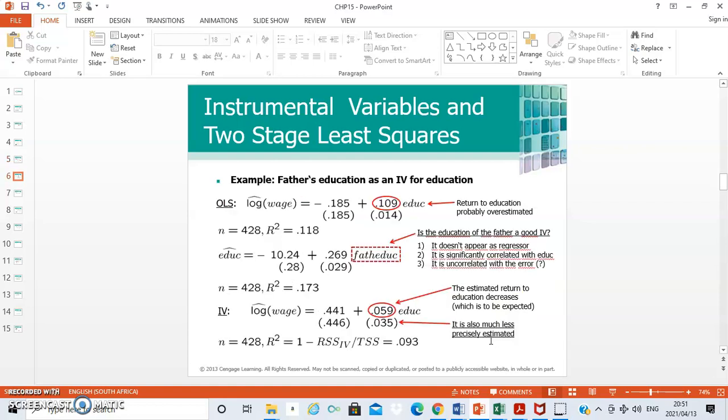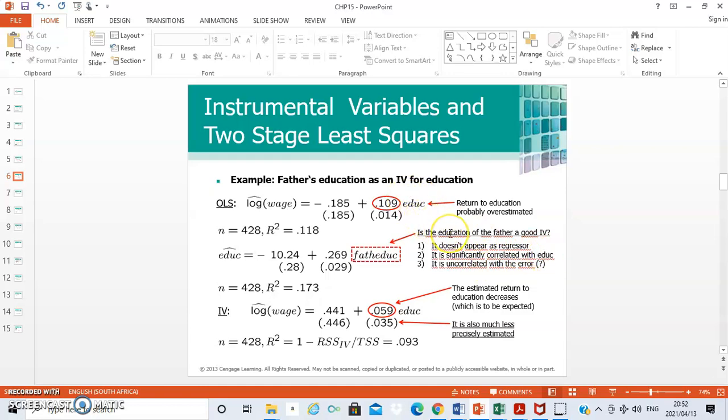Okay, so let us just take one example. Say, for example, we are looking at this wage equation as a function of education, and let us say education is our endogenous variable, and suppose we want to use, for example, the education of the father as an instrumental variable to get rid of the problem of endogeneity. So we have to evaluate that instrumental variable in terms of three criteria. First of all, it does not appear as a regressor in the wage equation model. Secondly, is it significantly correlated with education?